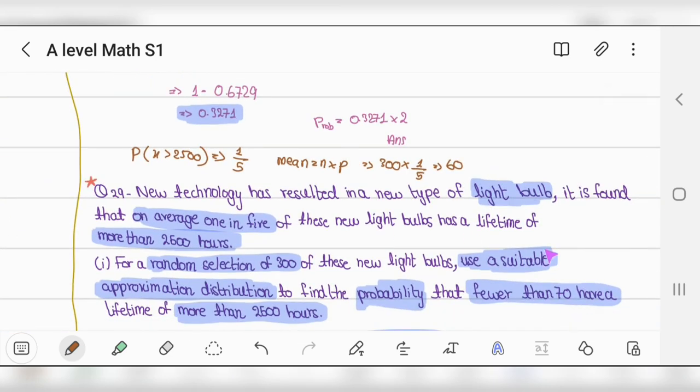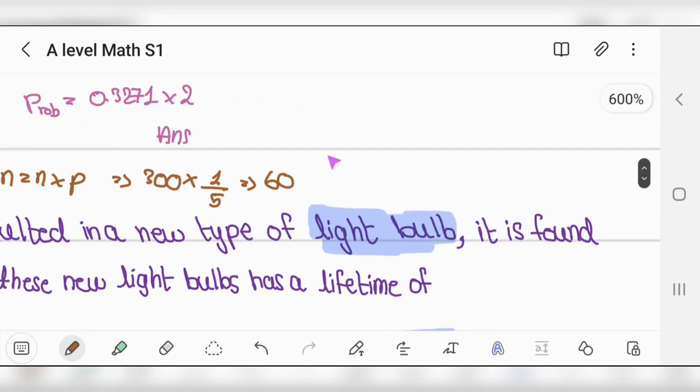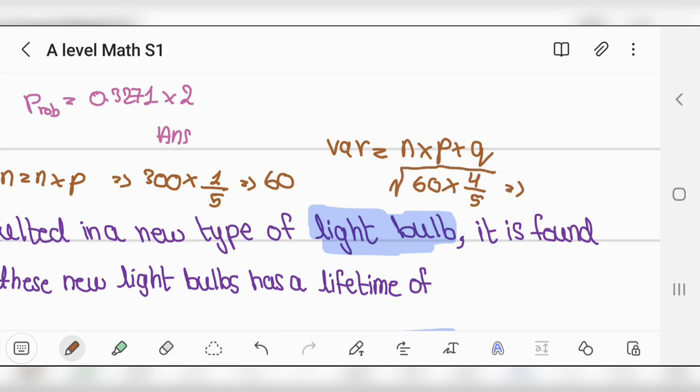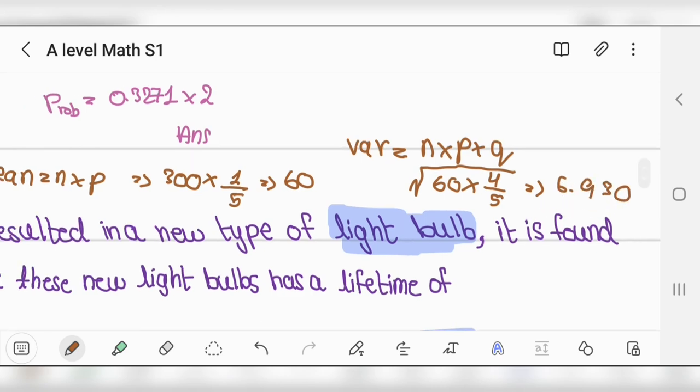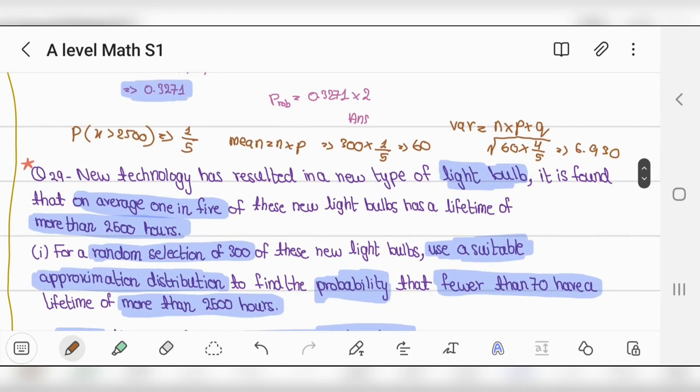I got the mean. As for the standard deviation, I will calculate the variance, so n multiplied by p multiplied by q. So 60 multiplied by 4 upon 5, and then I'm just going to take the square root, and I will get the standard deviation, 6.930. I got the mean and the standard deviation, and now what I need is 70 minus 60 upon 6.930, I get that z-score, and convert that z-score into a probability.